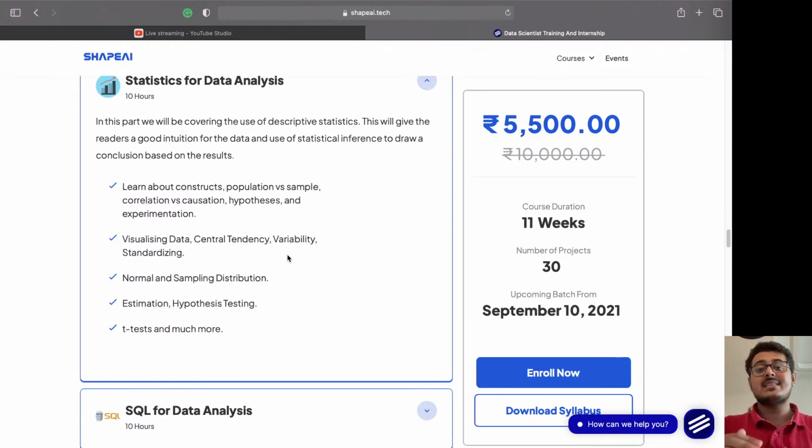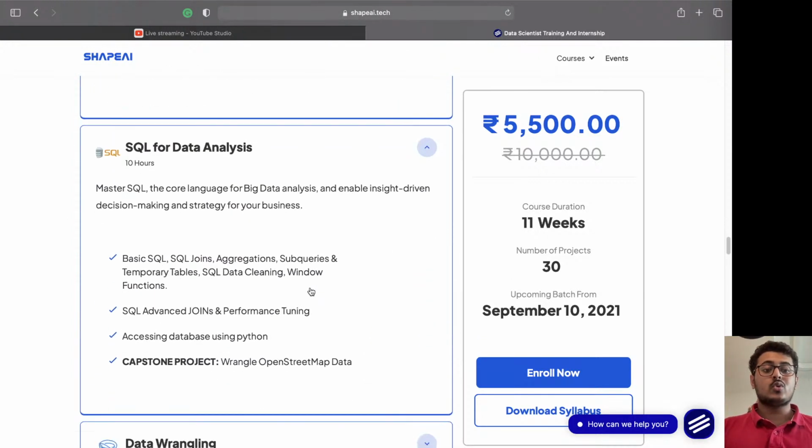So these are the basic things. This is the base of statistics. If you don't know it, you're no good as a data analyst, and this will be asked in interviews as well. Then you need to go to SQL.